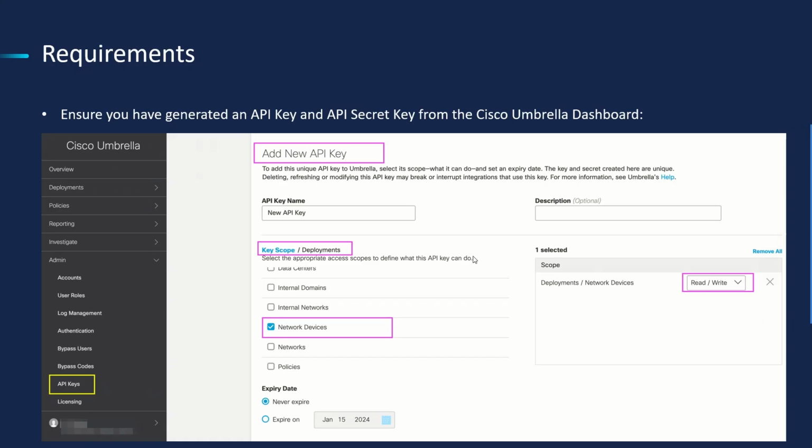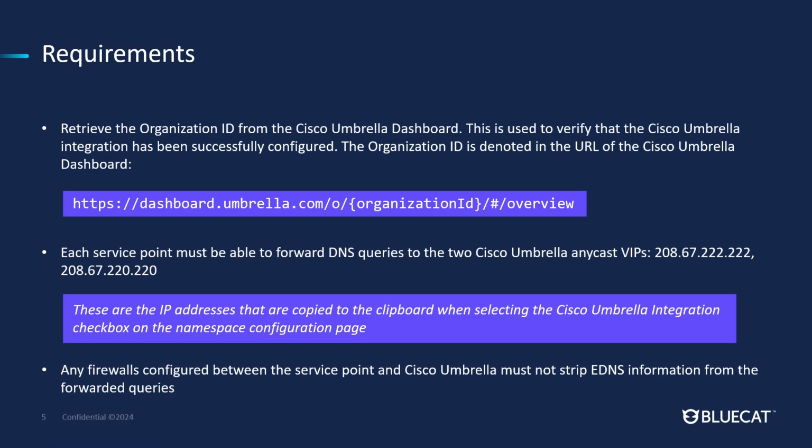Before we start configuring this integration, we need to make sure we have all prerequisites in place. First, you must generate an API key and secret from the Cisco Umbrella dashboard. You must select the Umbrella Network Devices option under the Key Scope section. The next step will be retrieving your organization ID. It can be found as part of your Cisco Umbrella dashboard URL, as shown in this example.